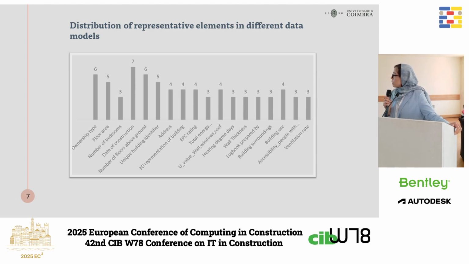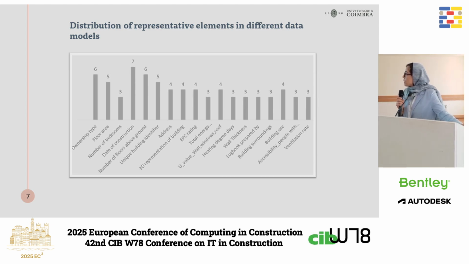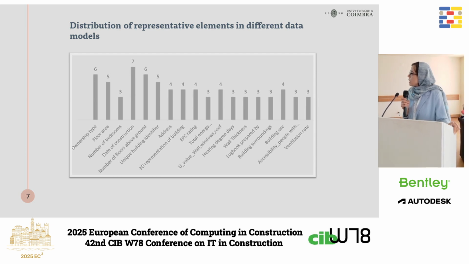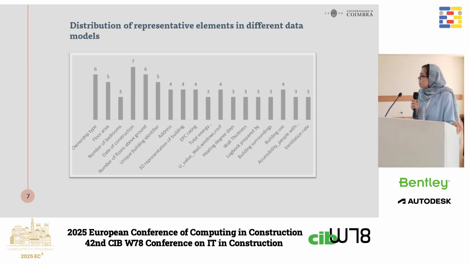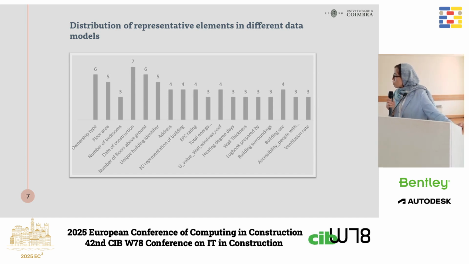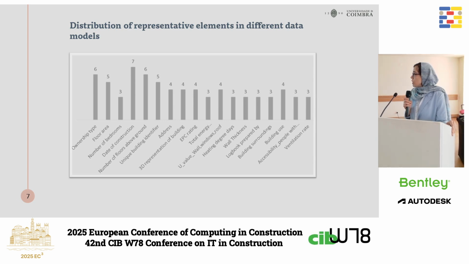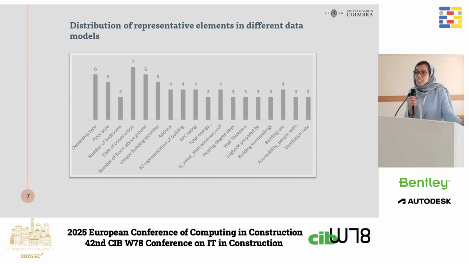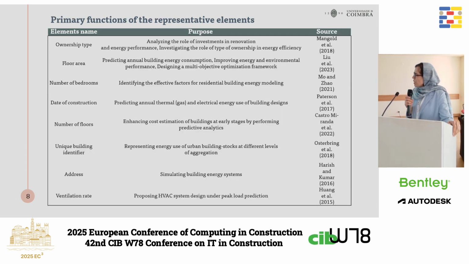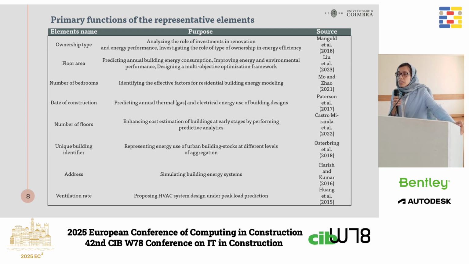We also calculated the representative elements of the DBL functions, and you can see the distribution of representative elements. As you can see, the date of construction and also the number of bedrooms were the most representative elements. Actually, we calculated by the number of repetitions by different data models. For instance, the date of construction was mentioned by at least 7 data models. Then we wanted to see what the main functions of these representative elements are.